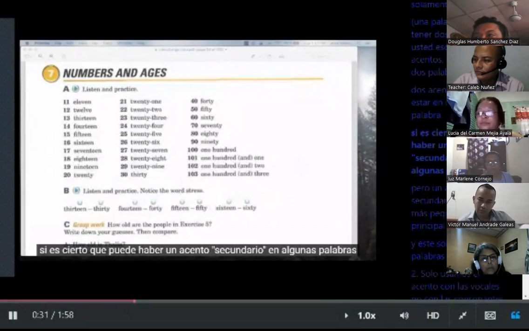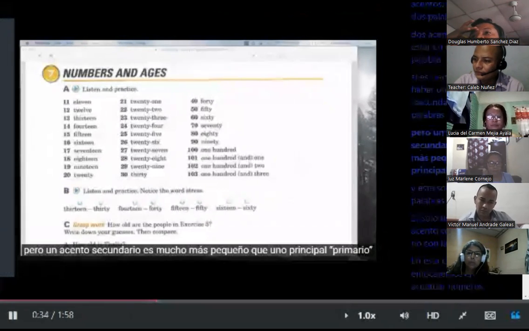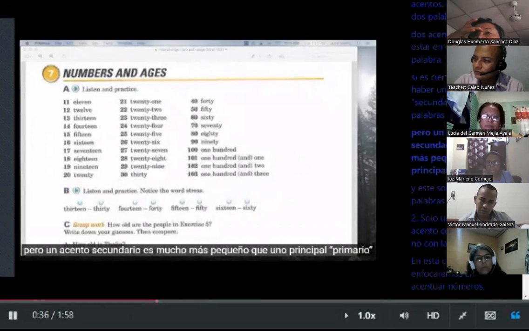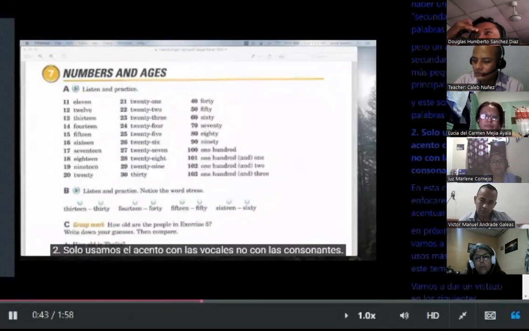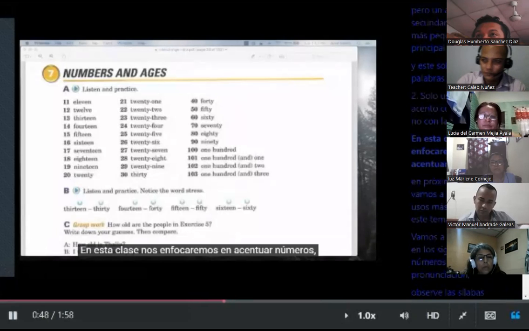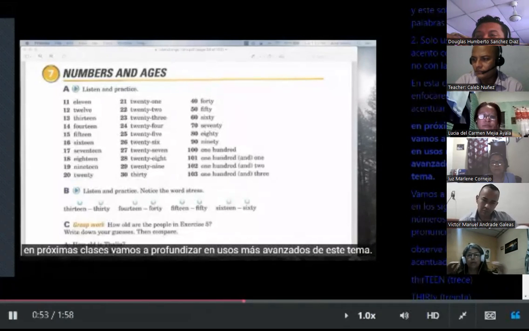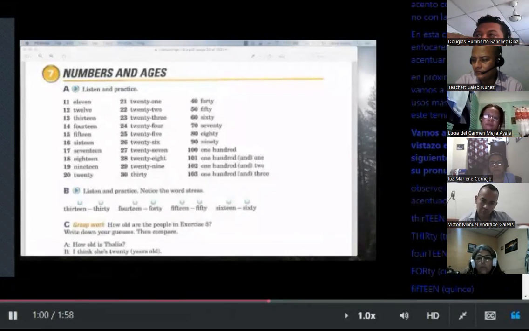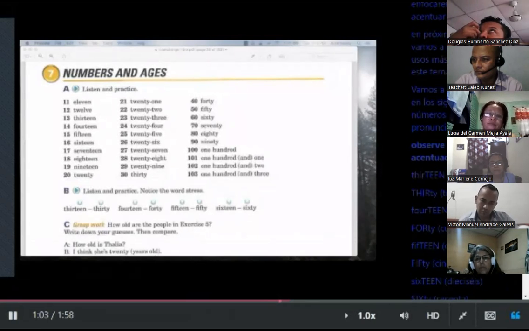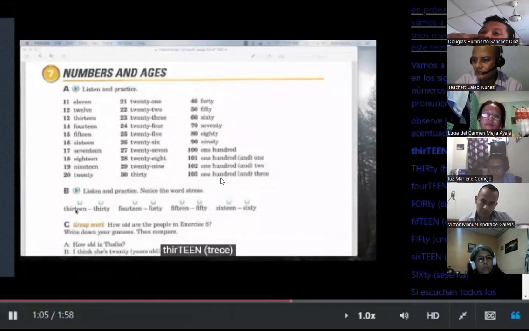It is true that there can be a secondary stress in some words, but a secondary stress is much smaller than the main primary stress, and is only used in long words. Number two, we can only stress vowels, not consonants. In this class, we will focus on stressing numbers, and in future classes, we will dig into more advanced uses of this topic. Let's take a look at the following numbers and their pronunciation. Notice the stressed syllables. 13.